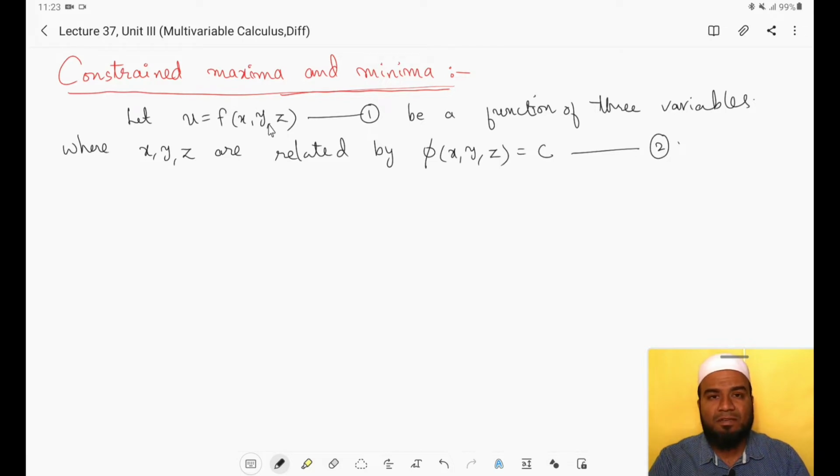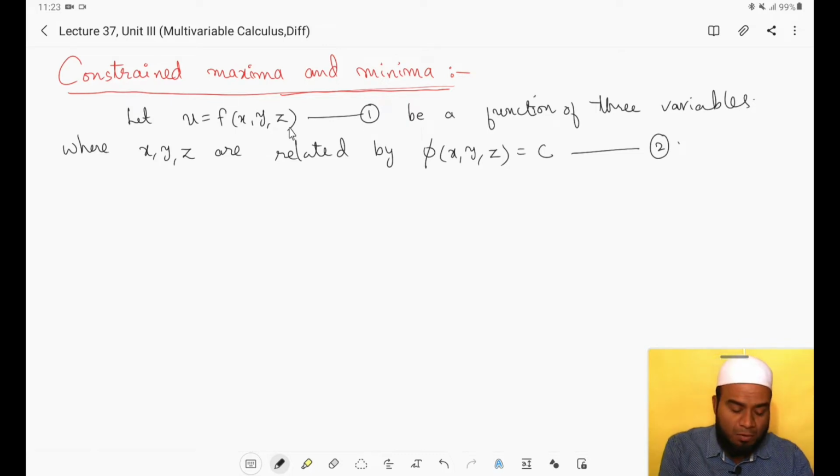When u is a function of x and y, then we know from the previous method how to find the maximum and minimum, right? The simple procedure we have to follow is just to find the value of z from this in terms of x, y and substitute in 1. Then u will become a function of x, y. Again, for finding the maximum and minimum for a function of 2 variables, we already know the procedure. The same procedure we have to follow here.